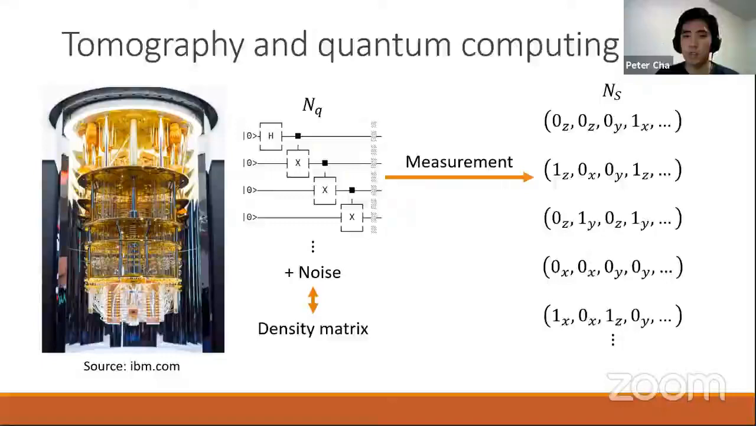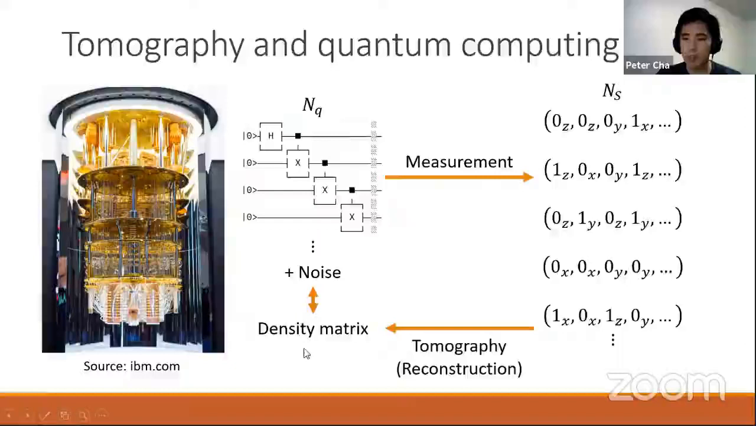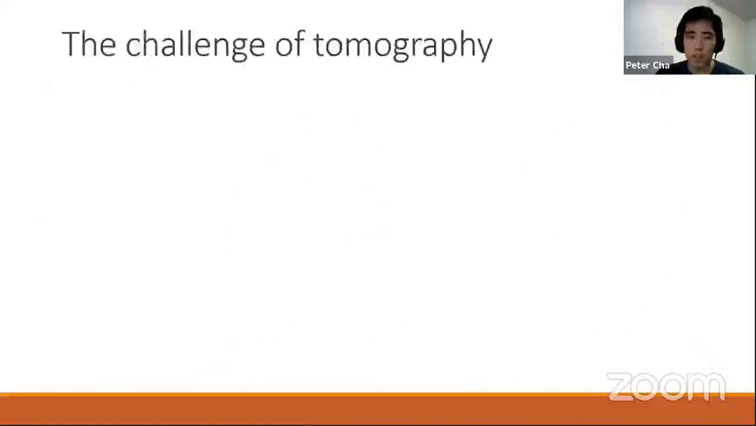And so once we have this set of measurements, quantum tomography is the task of reconstructing the density matrix based on the set of measurements that is available to the person doing the tomography. So having stated the problem in a simple and succinct way, what is so difficult about this problem? Why is this problem so challenging?